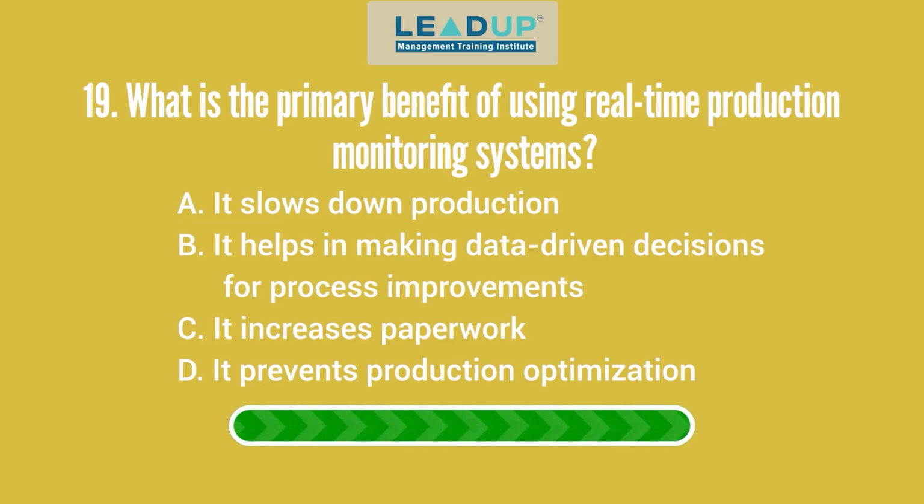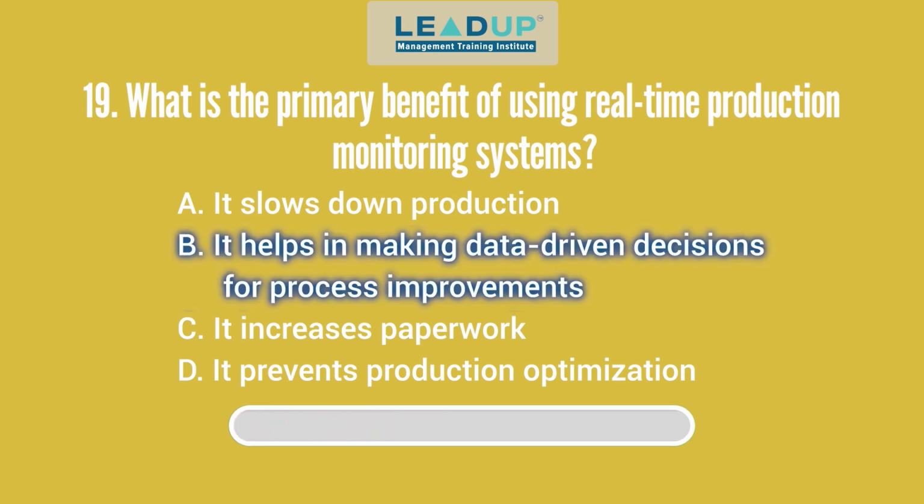Question 19. What is the primary benefit of using real-time production monitoring systems? A. It slows down production. B. It helps in making data-driven decisions for process improvements. C. It increases paperwork. And D. It prevents production optimization. The answer is, it helps in making data-driven decisions for process improvements.